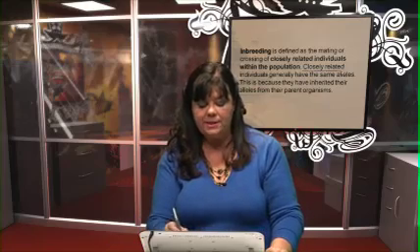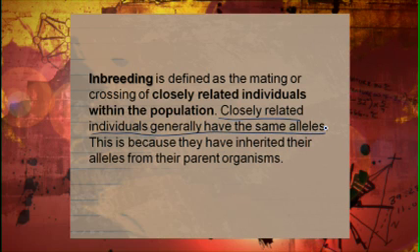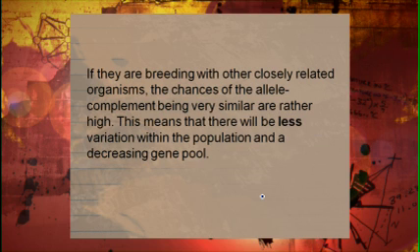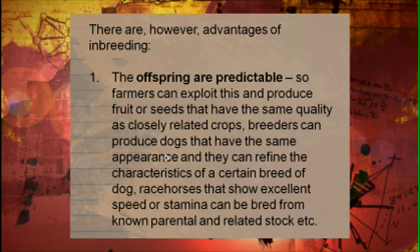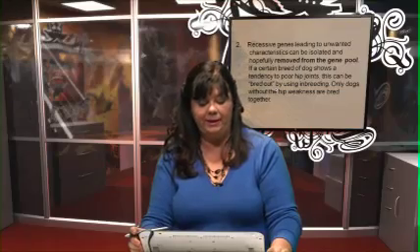The reason for this is that closely related individuals have the same alleles, obviously because of inheritance. And if they're breeding with other closely related organisms, the chances of the allele complement being similar are rather high. That means that with inbreeding, there will be less variation within the population and therefore a decreasing gene pool. So there are advantages of inbreeding. The offspring are predictable. The farmer can exploit this. They know that a certain outcome is going to be the result. Race horses that have excellent stamina, or a certain kind of dog that has a particular shape or size, those things are predictable in inbreeding.